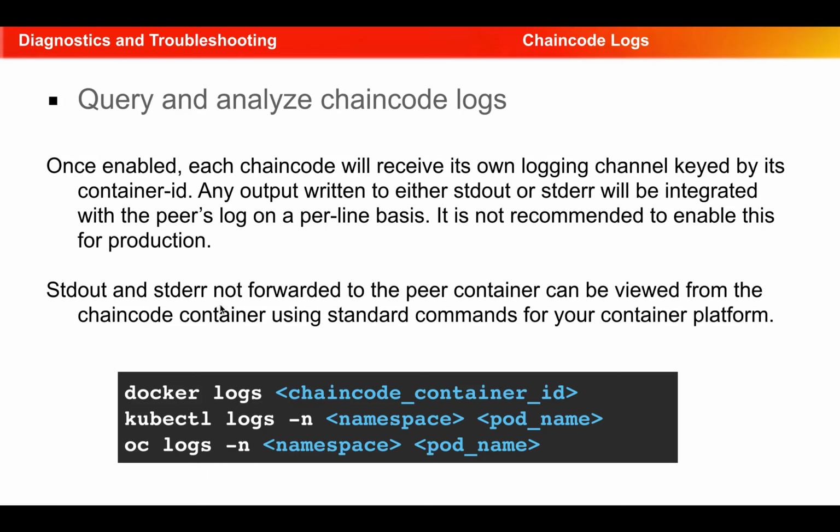The stdout and stderr not forwarded to the peer container can be viewed from the chain code container using standard commands for your container platform. These are the commands that can be used for you to see the logs generated by the chain code when we are trying to execute the chain code. I'm going to explain these commands to you in detail when we bring up the network and instantiate and initiate the chain code.